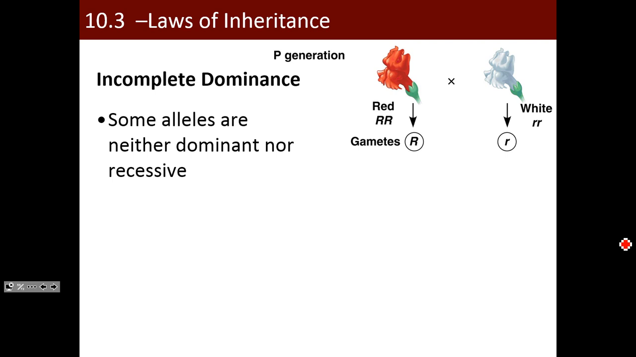One of them is known as incomplete dominance. And incomplete dominance is what we find in snapdragons. Somebody asked me before about mixing, I think, and I said we'll get back to that. So incomplete dominance is where some alleles are neither dominant nor recessive. If we start with a red snapdragon, red is technically our dominant, big R, and white is our recessive, little r, right? That red snapdragon is going to give all of its gametes a big R, and that white snapdragon will give all of its gametes a little r, right?